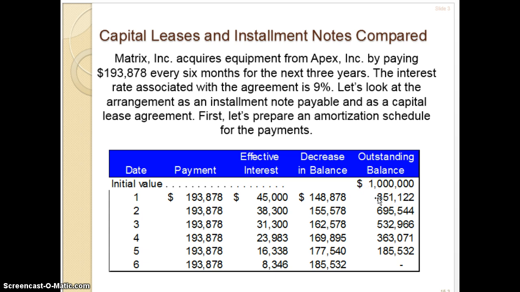Now when you calculate the second interest, it's $851,122 times 9% times 6/12, or half a year. And you would come up with effective interest of $38,300. The trick is that you're always calculating the effective interest by multiplying the current outstanding balance times the 9% effective interest rate. And you're always reducing the principal by the amount of principal payment made each payment. So here you're dealing with the 6 months. This is the amortization table. Let's look at the journal entries.